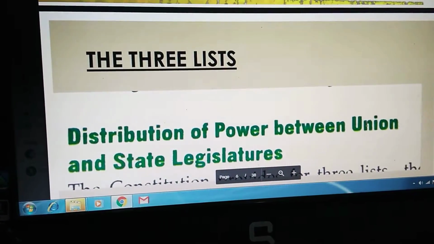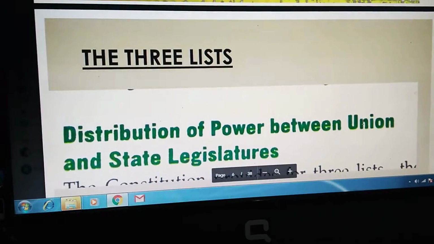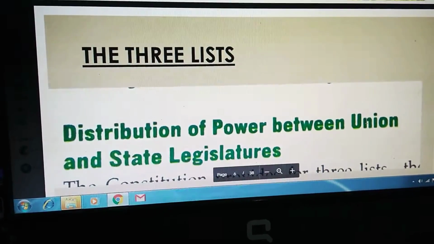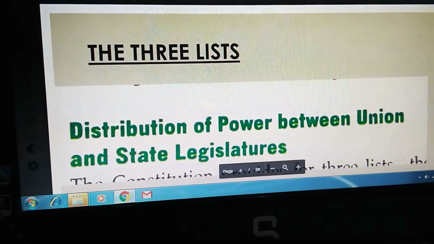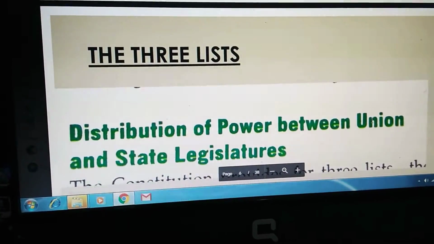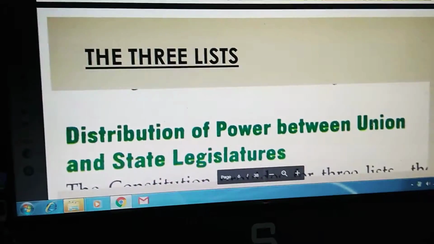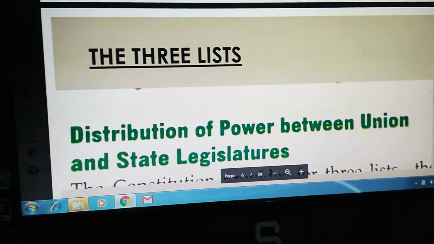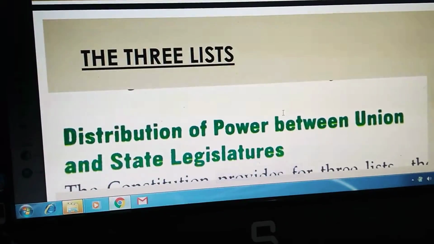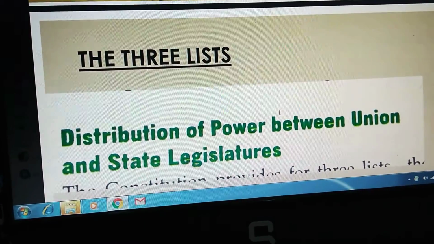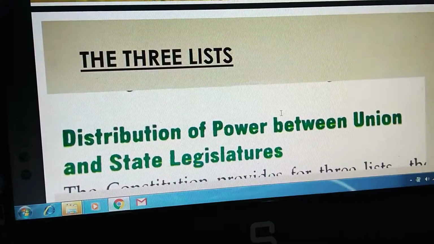Therefore, the country has been divided into different units, which are called states. So there are state governments, children, and they are the ones who see to the working of whatever is going on in the states. Now, for this, our constitution has given some work to the union and state legislatures.